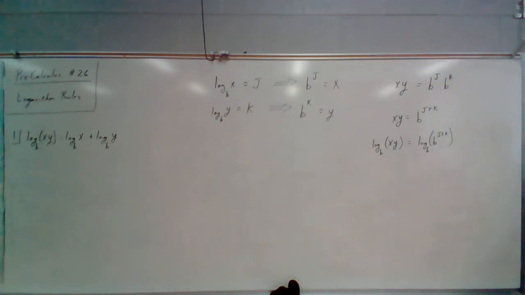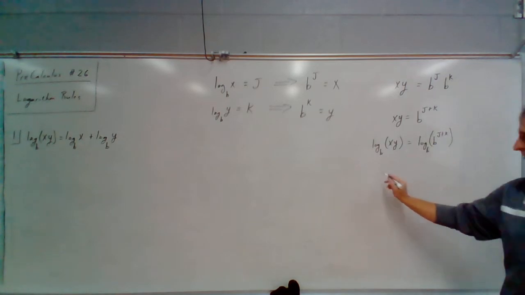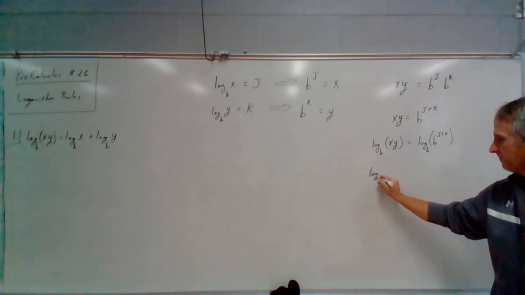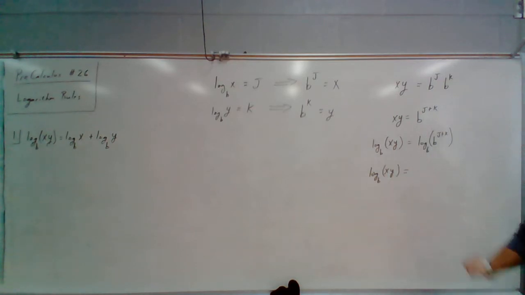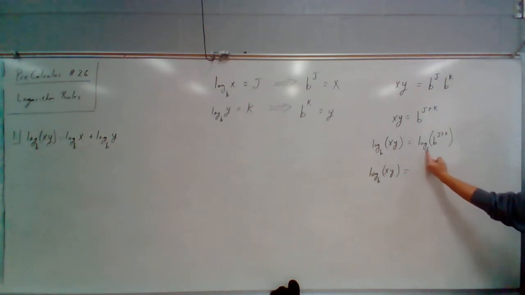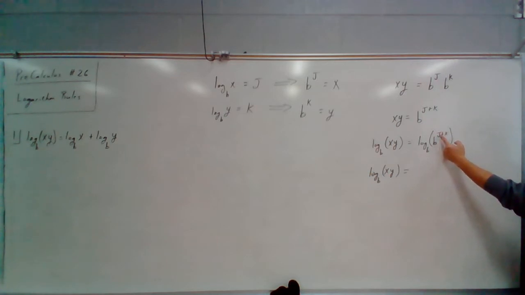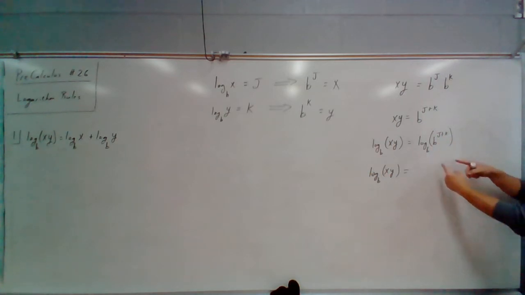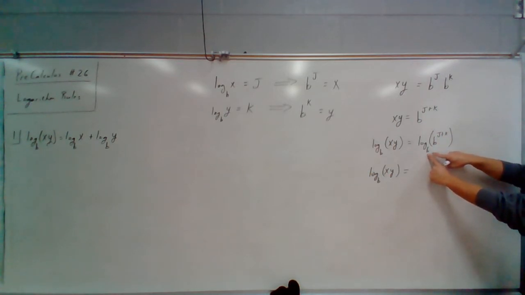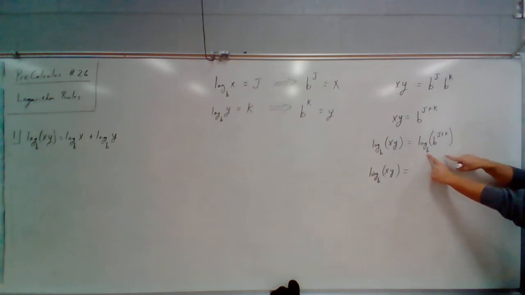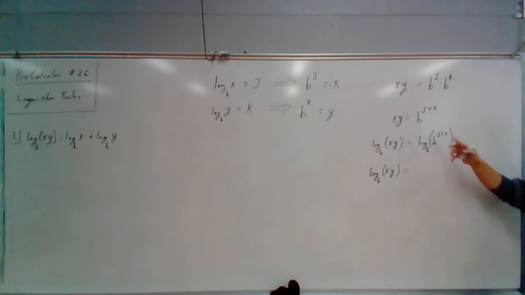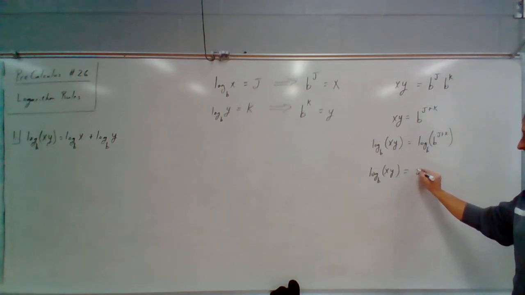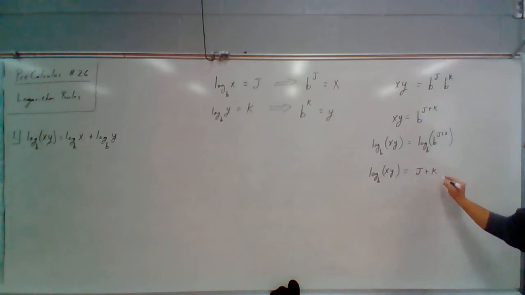Okay, so the log base b of both sides. Here I have what I want, log base b of x times y. Over here I have log base b of b raised to the j plus k. So remember, as we talked about before, the answer to this would just be j plus k, because b raised to the j plus k is equal to b to the j plus k. So this side would just be j plus k.